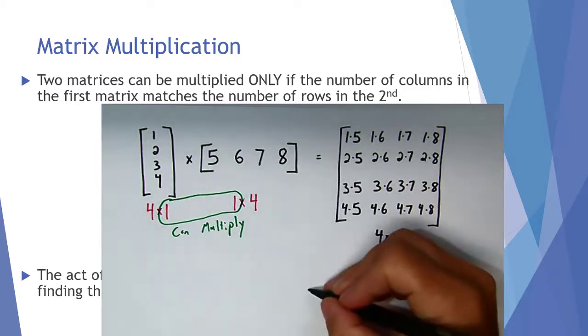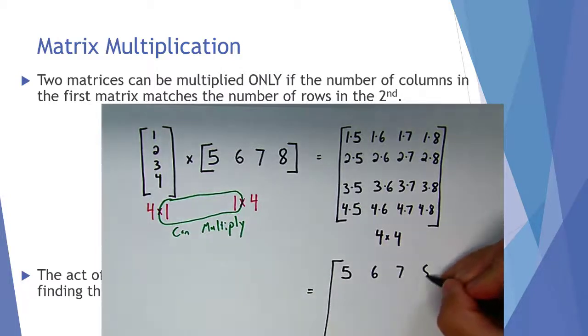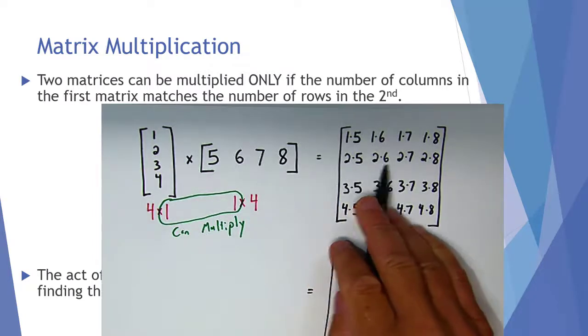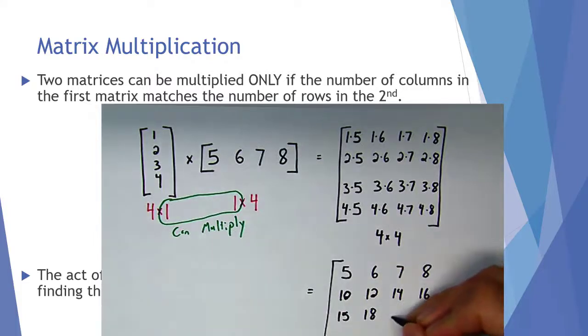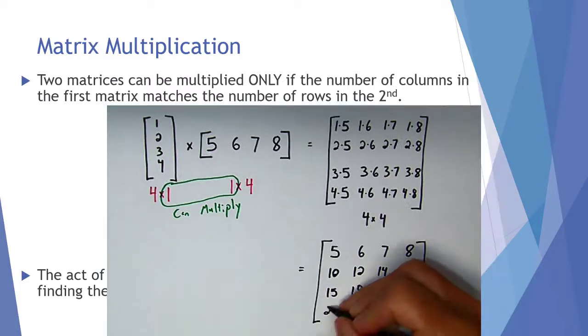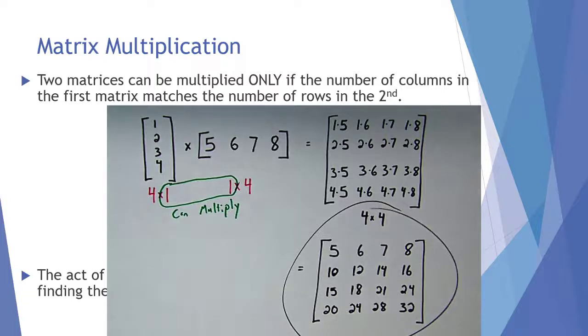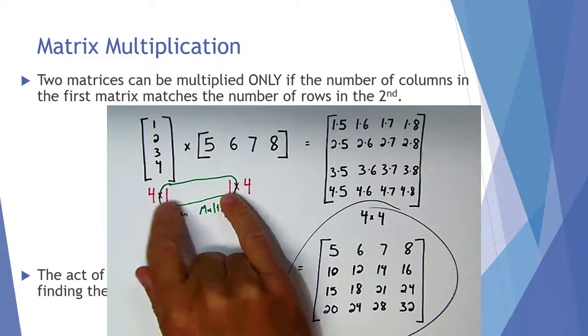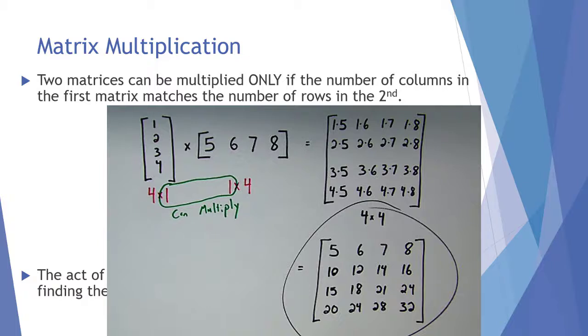Now if we do all those products, we'll get our product matrix. And so we get 5, 6, 7, 8 in the first row, 10, 12, 14, 16 in the second row, 15, 18, 21, and 24 in the third row, and our fourth row is going to be 20, 24, 28, 32. And there it is. Sure enough, we got a 4 by 4 matrix. So it's important to always look and see whether you can do your multiplication and what the size of the result will be before you start doing any dot products or multiplication.